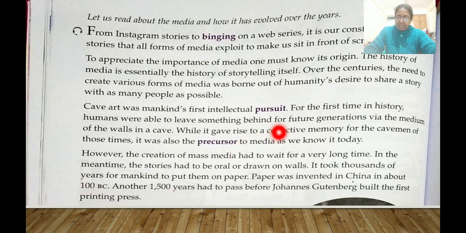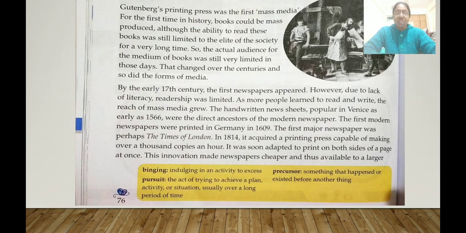How long did it take mankind to put these ideas on paper? It took thousands of years. You can see that here. It took thousands of years for mankind to evolve or bring in all these changes. When and where was paper invented? You can see it on the last line. Paper was invented in China in about 100 BC. So we move on to the next page.